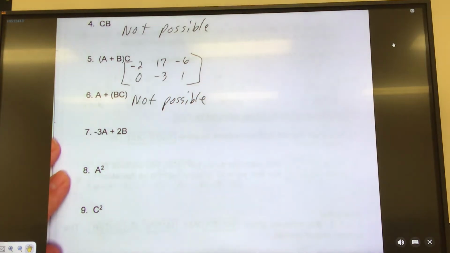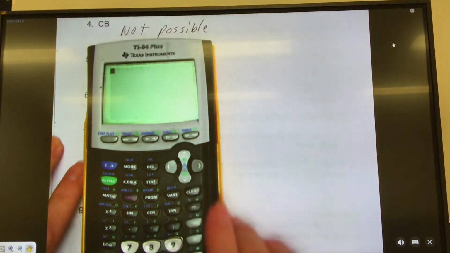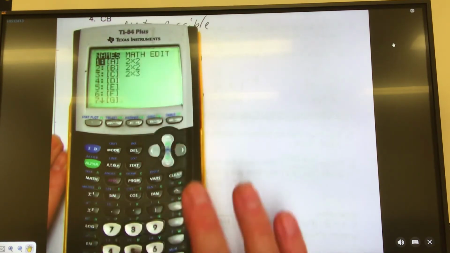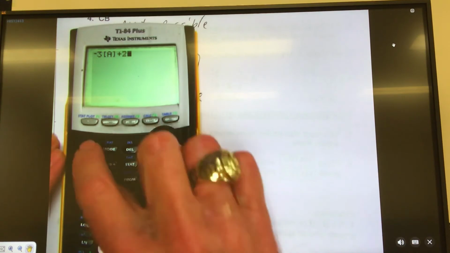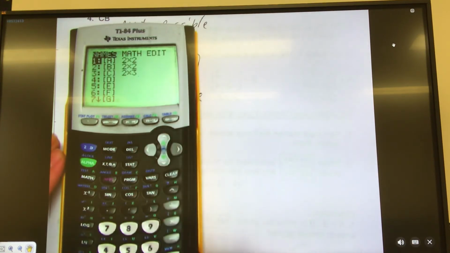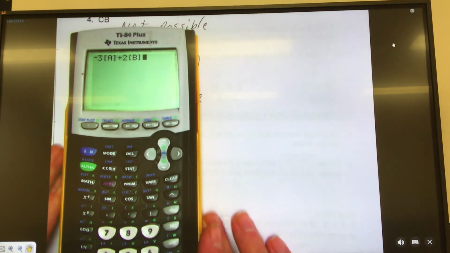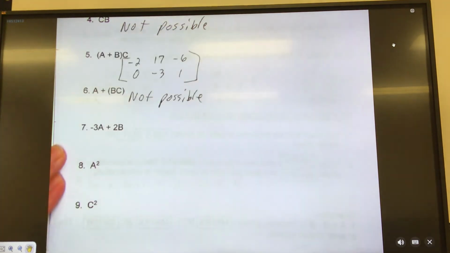Number 7, -3 times matrix A. So clear that out. -3 times matrix A, so second matrix A. And then that's plus 2 times second matrix, number 2, which is B. So that's -3 times matrix A plus 2 times matrix B. Hit enter, and it yields my answer -2, 0, -10, 23.